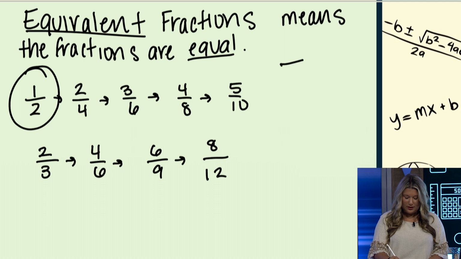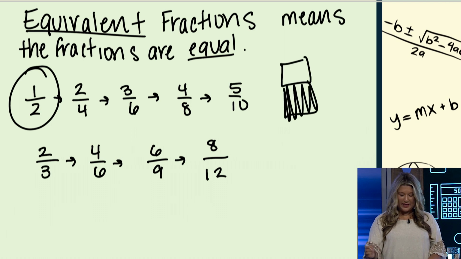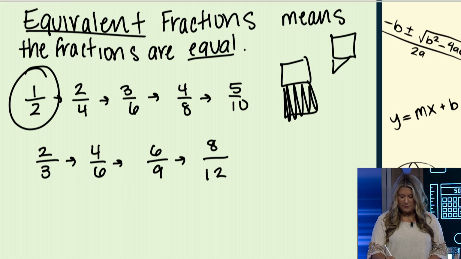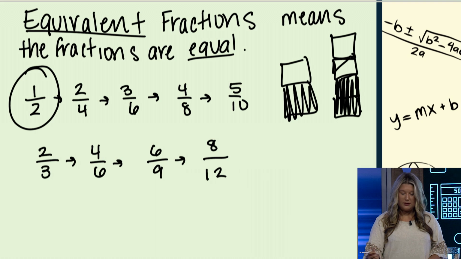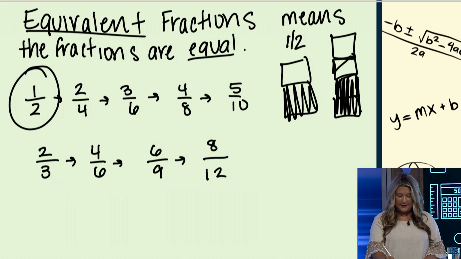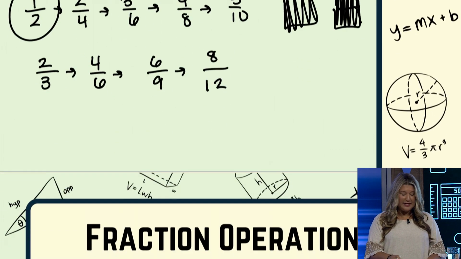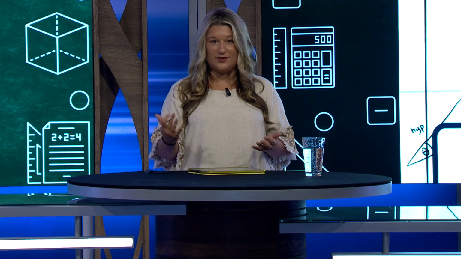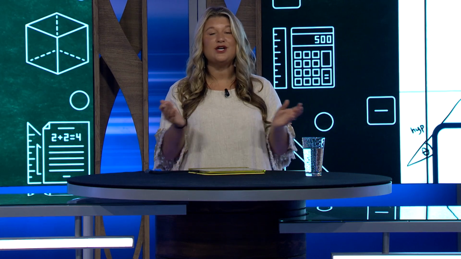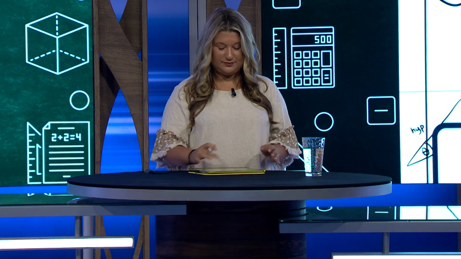If we were to look at an image, and this is 1/2, it would be the same. Those are the same thing. Just as a visual example, this being 1/2 and this being 2/4, same process. Same thing with 2/3, 4/6, 6/9, 8/12. All those things can be reduced to 2/3, the simplest fraction we have. All of those are equal.